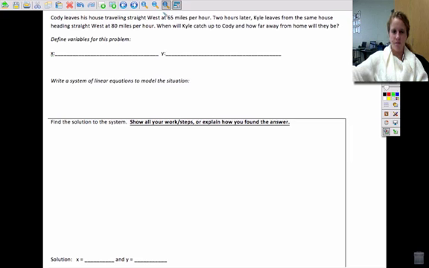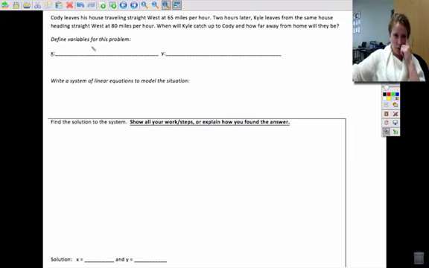All right, so Cody is leaving his house traveling straight west at 65 miles per hour. 2 hours later, Kyle leaves the same house heading straight west at 80 miles per hour. When Kyle catches up to Cody, how far away from home will they be? When will Kyle catch up to Cody?